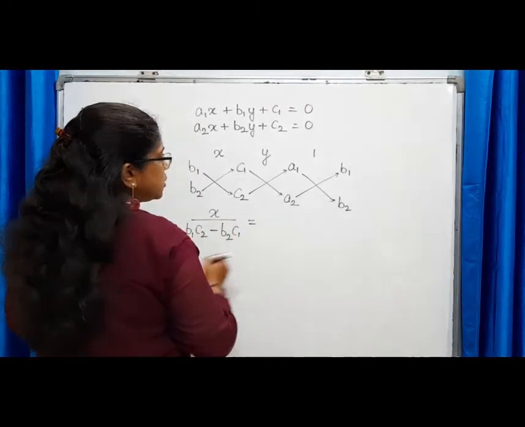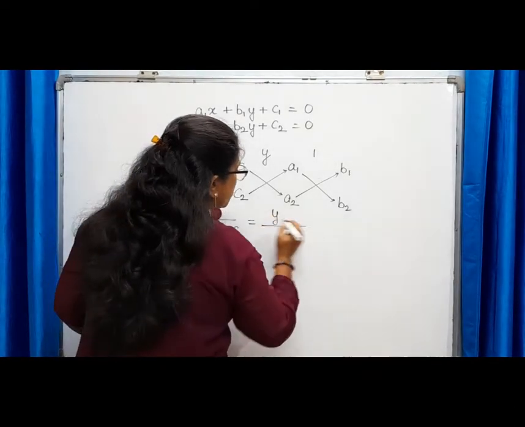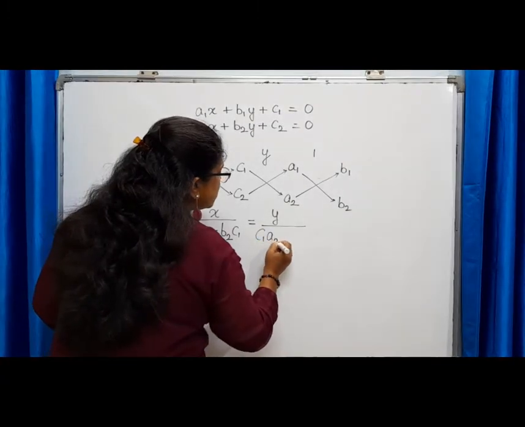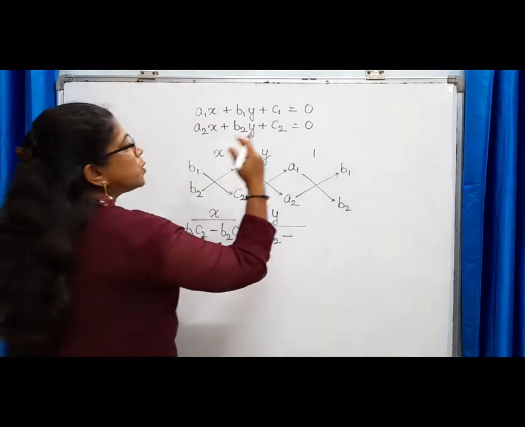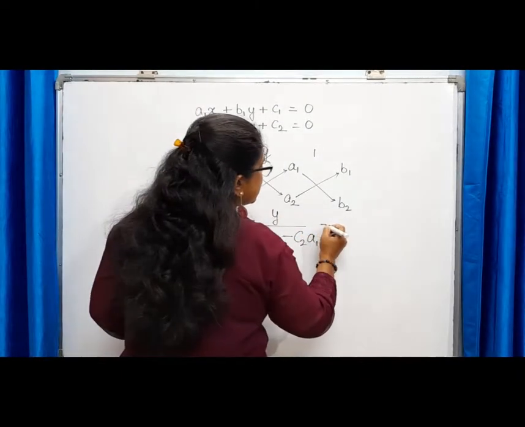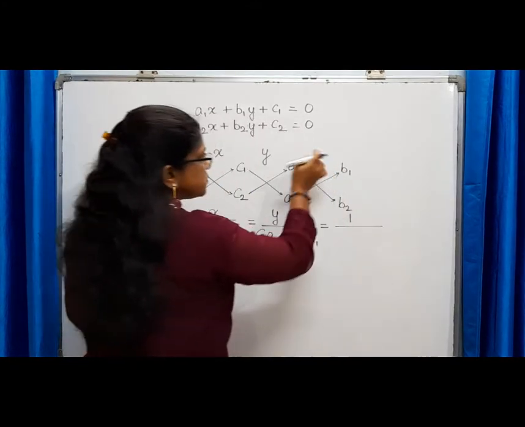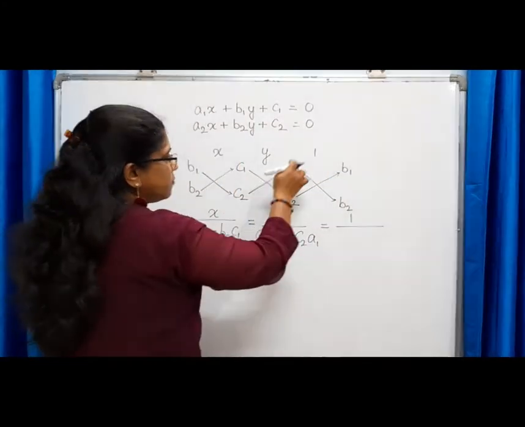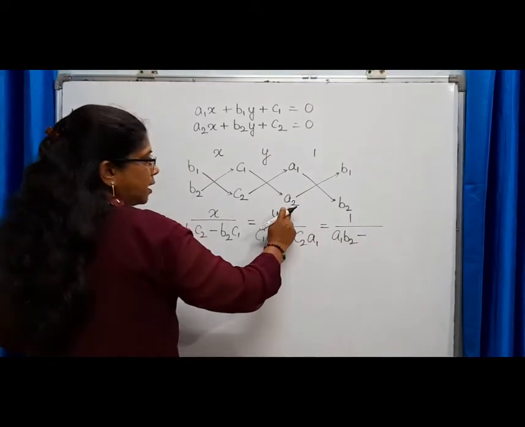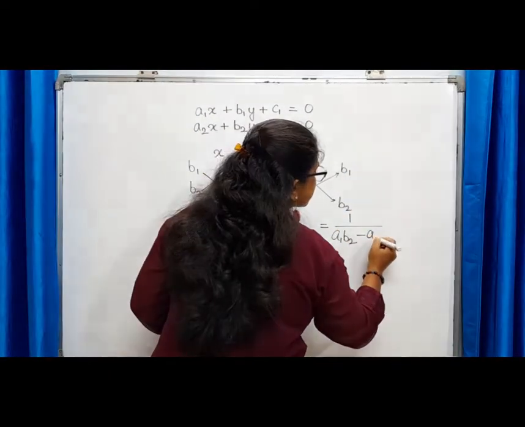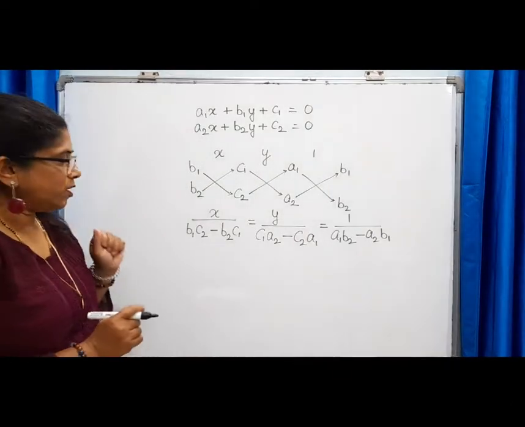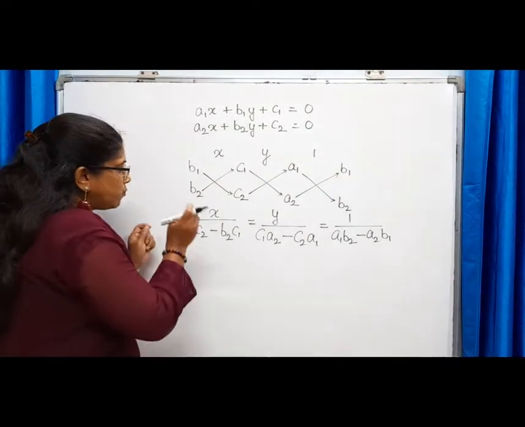Next is equal to y upon c1 into a2 minus c2 into a1. And the last fraction is 1 upon, because we have 1 here, 1 upon a1 into b2 minus a2 into b1.